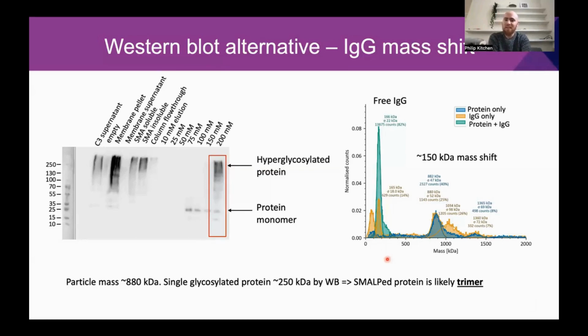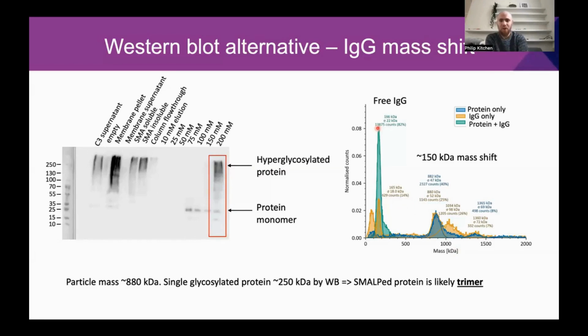In green is the free antibody at roughly 150 kilodaltons, that we'd expect to see. In blue is our purified protein. And then in yellow is the two together. And you can see that there's a new population that appears when we mix the antibody with the protein that's shifted by about 150 kilodaltons, consistent with a single antibody binding to our protein-containing SMA particle.